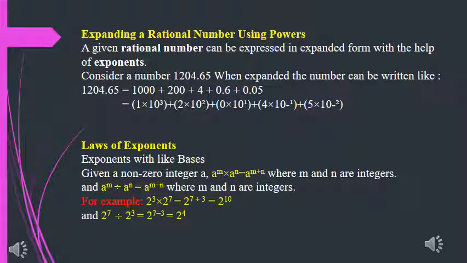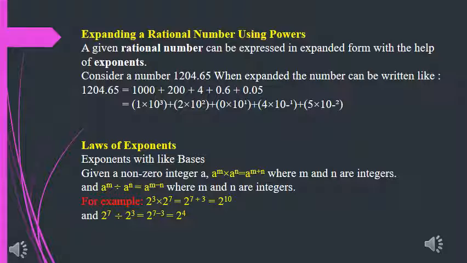Similarly, when the same base is in division, we write a raised to the power m minus n. Means when the bases have different exponents and it is in division form, we have to subtract their powers. Similarly, if the exponents are in multiplication form, we have to add the powers, that is a raised to the power m plus n.